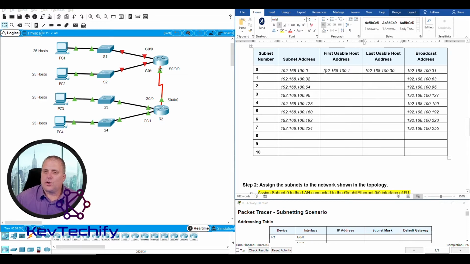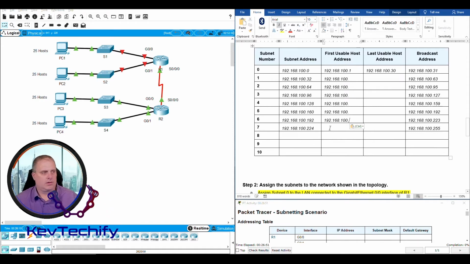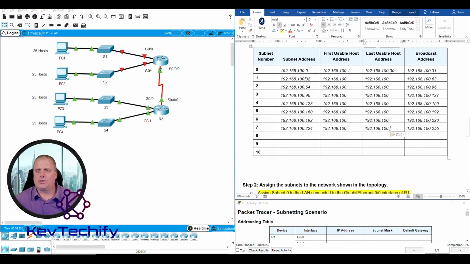And as we work through here, once again, the first 3 octets, they're all going to be the same because we got that from our ISP. So I'm just going to go ahead and fill those in here too. And now all I have to do is add 1 to this to give me my first usable. And so that's a 33, 65, 97, 129, 161, 193, and 225.